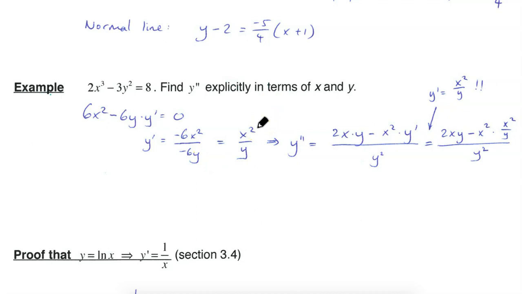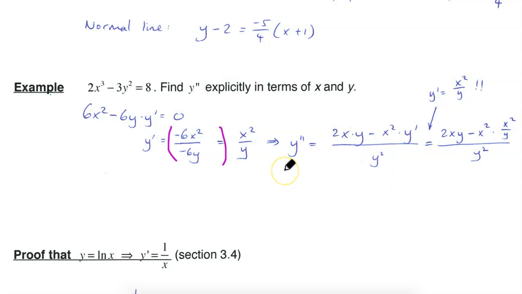From here on, I'm going to take the second derivative, so ignore this part now, because we're just focusing on y prime equals x squared over y, and that's a quotient. So let's use the quotient rule. We will have u equals x squared, v equals y. This is a good exercise for you to do. We have y double prime equals (u prime v minus u v prime) over v squared.